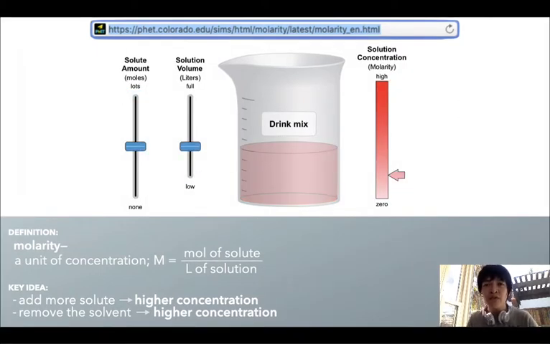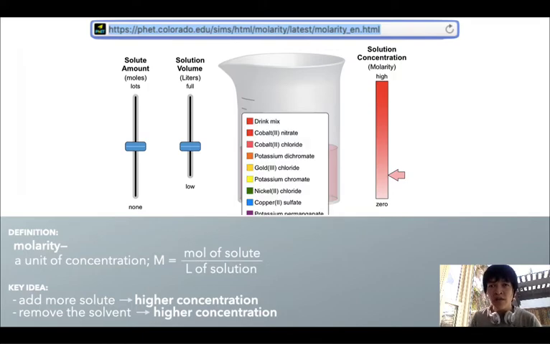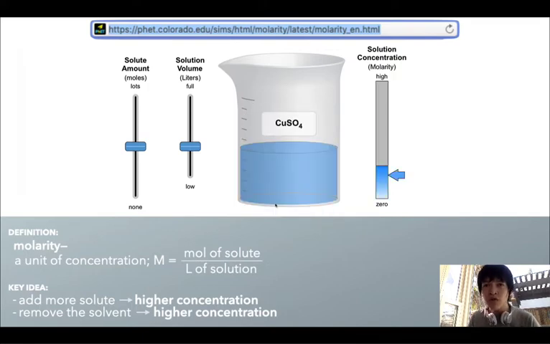This is just a reminder that all solutions have a limit or a threshold to how much solute can be dissolved. For example, in this amount of water, I'll start to slowly add copper sulfate. You should notice that it reaches a point where the copper sulfate appears as a solid on the bottom. That's because when the solution is saturated, the water can no longer dissolve any more of the substance.